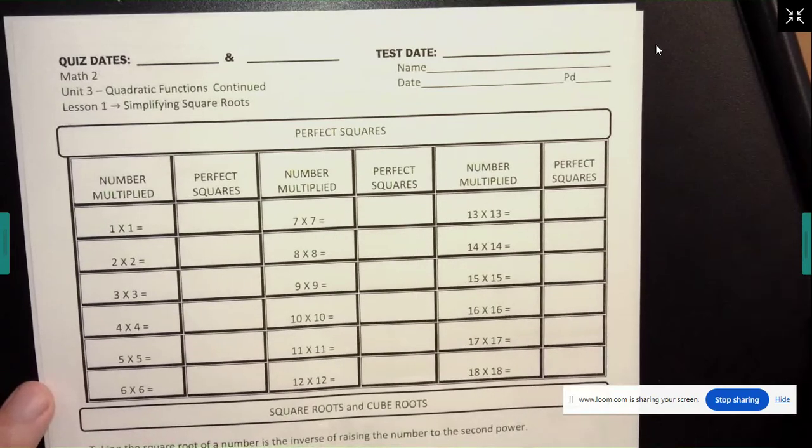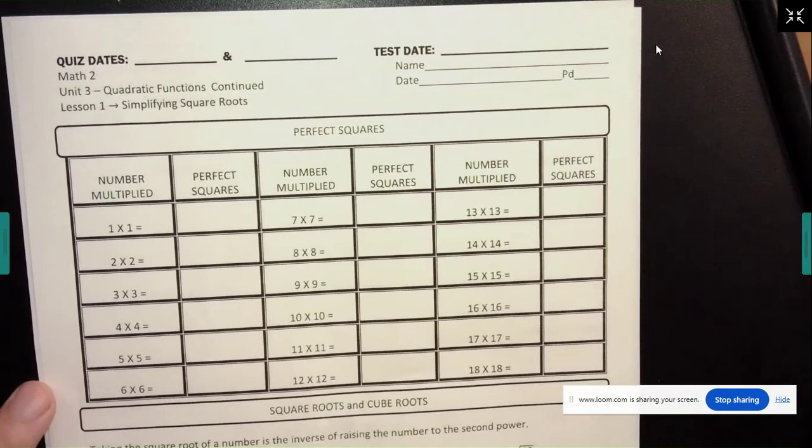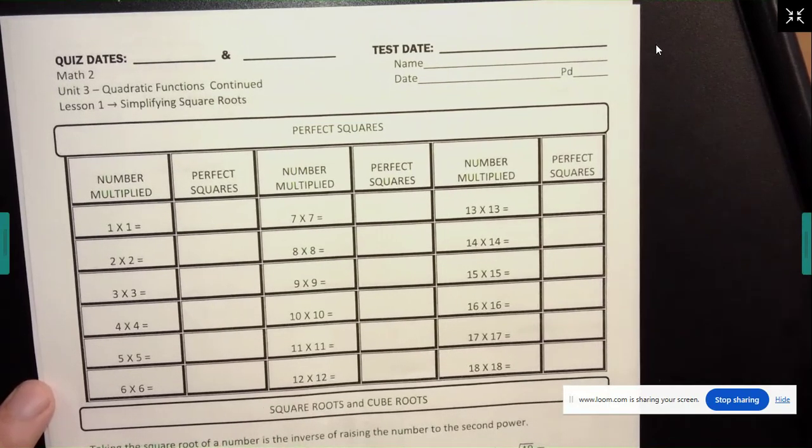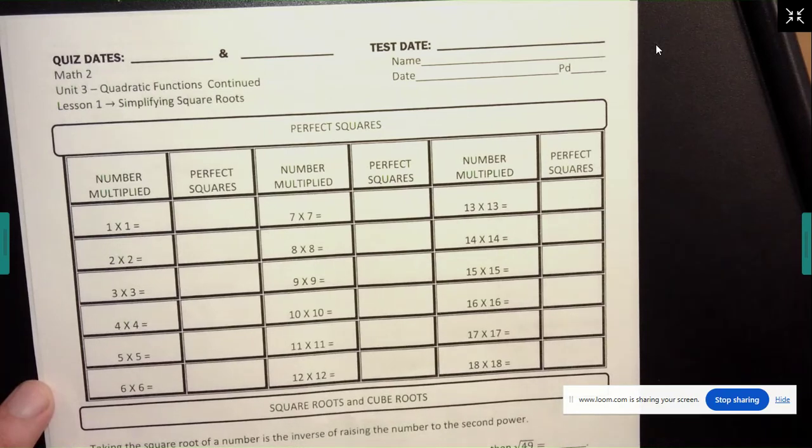So, perfect squares. Let's start with that. With this unit, we're going to do square roots, which is the opposite of squaring. But let's just do a quick review on squaring. When we're talking about squares, we take a number or a variable or even a polynomial. Here we're doing numbers, but we multiply it by itself. We're kind of doubling up on it with multiplication. So let's just fill this out real quick.